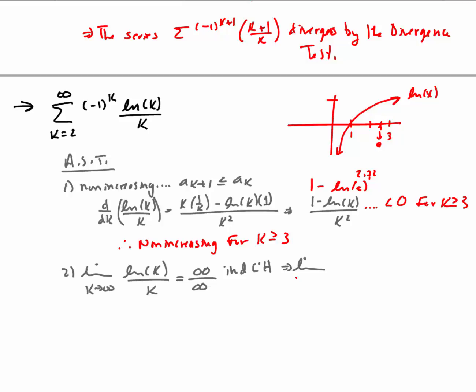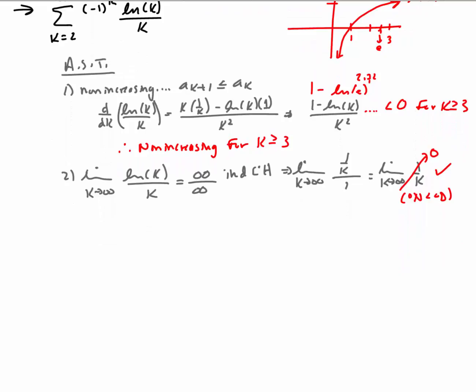So this leaves me with the limit as k approaches infinity. The natural log of k, the derivative is 1 over k times the derivative of k, and down here the derivative of k is 1. So this is the limit as k approaches infinity of 1 over k. And as k goes toward infinity, this goes toward 0 because the degree in the numerator is less than the degree in the denominator. So this is true as well. So both criteria have been met.